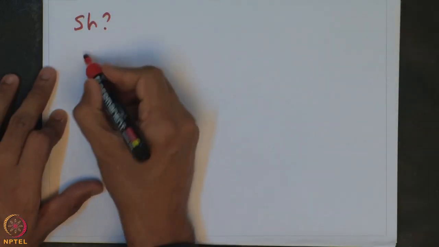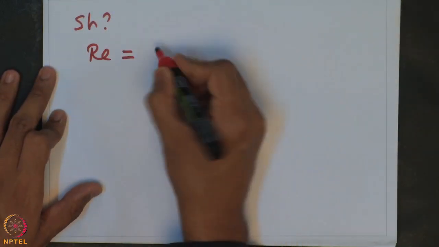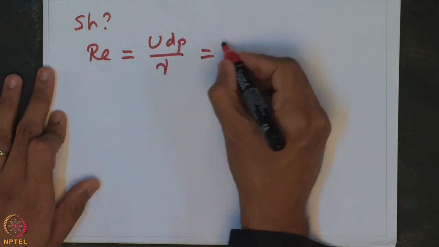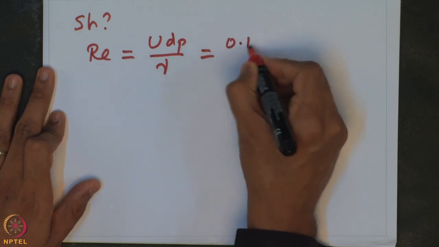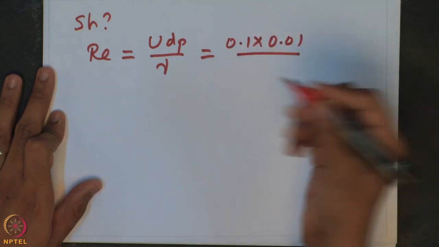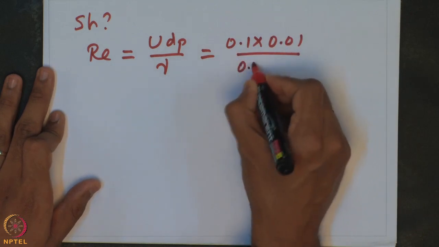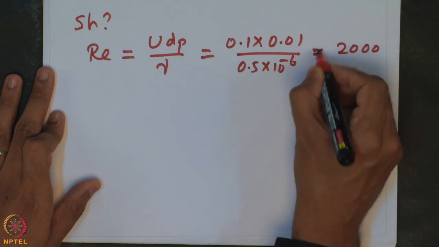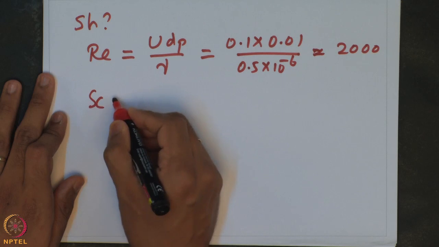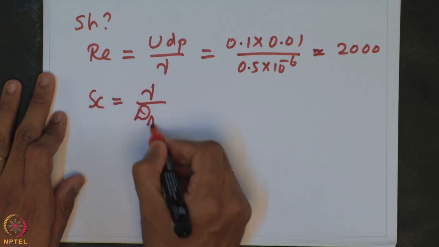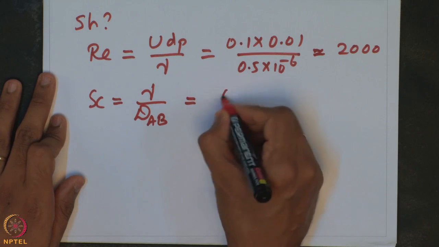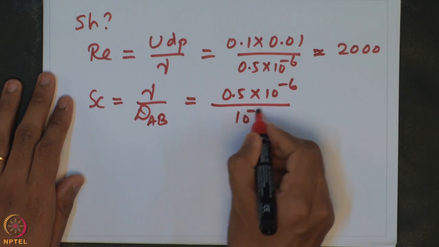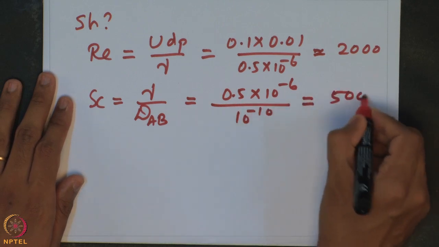So, let us try to find the Reynolds number. Reynolds number is given by U times dP divided by nu, which is 0.1 into 0.01 divided by 0.5 into 10 to the power minus 6, which is approximately equal to 2000. And the Schmidt number is equal to nu divided by D_AB, which is 0.5 into 10 to the power minus 6 divided by 10 to the power of minus 10, which is essentially equal to 5000.